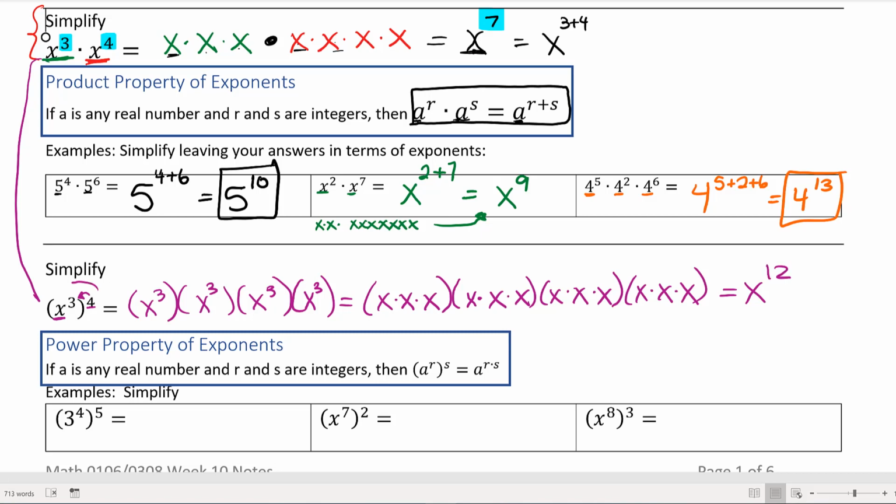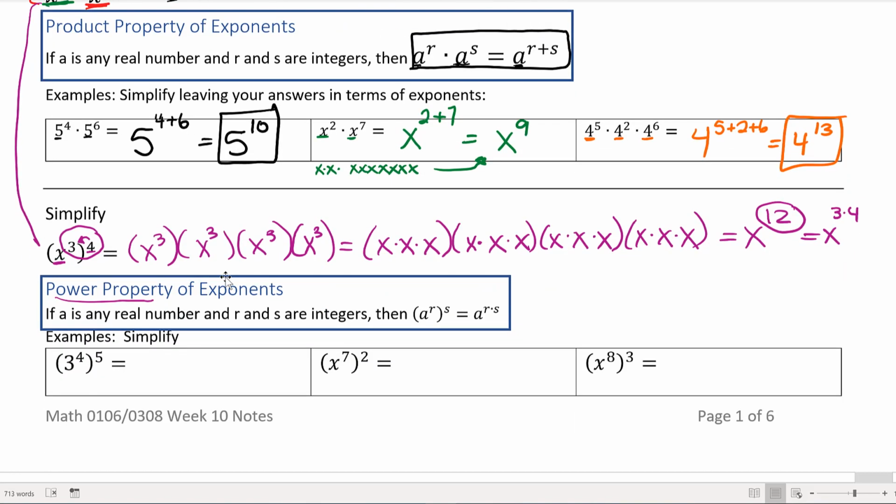So what is a faster way to get from 3 and 4 to 12? Well, in this case, you're just going to multiply 3 times 4. So if you have one base and two exponents, you multiply using the power property. If you have two bases, like we did above, and two exponents, that's when you add the exponents from the product property.